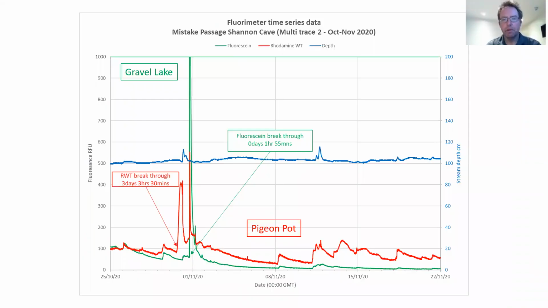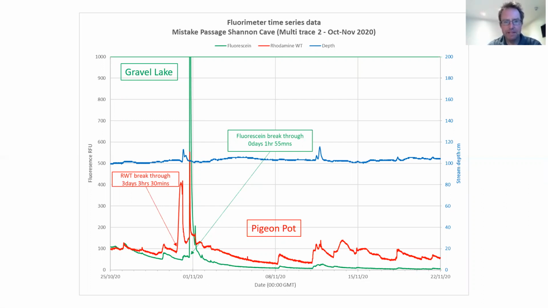This is an example of the results we got from the fluorometers. In this case, we were using fluorescein and rhodamine, and the fluorescein is shown in grey and green, and the rhodamine in red. You can see that we have a background level of fluorescence with the fluorescein and rhodamine. And you can see the large spikes when that pulse of dye came past the detector.